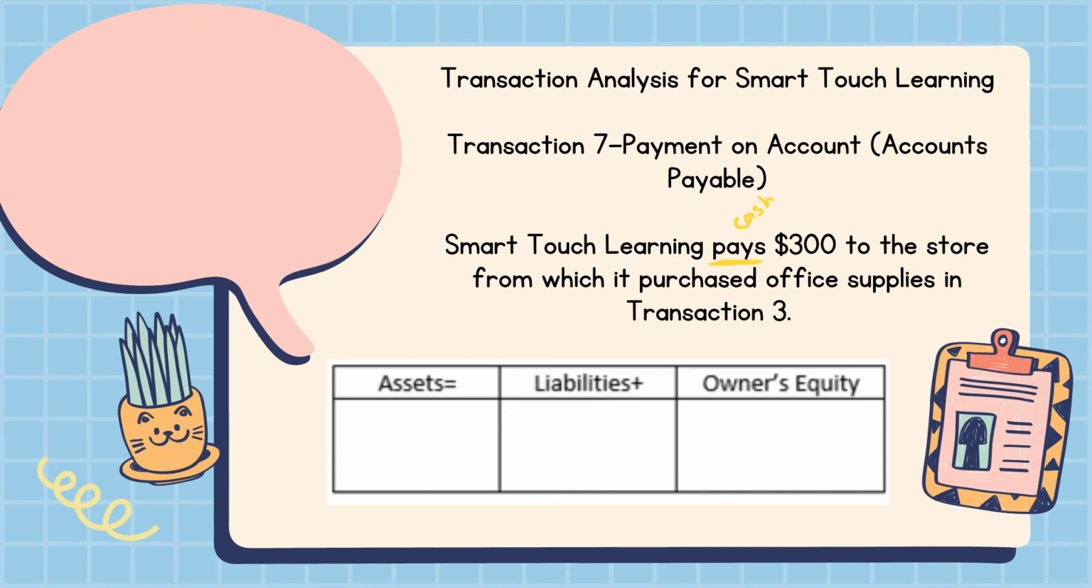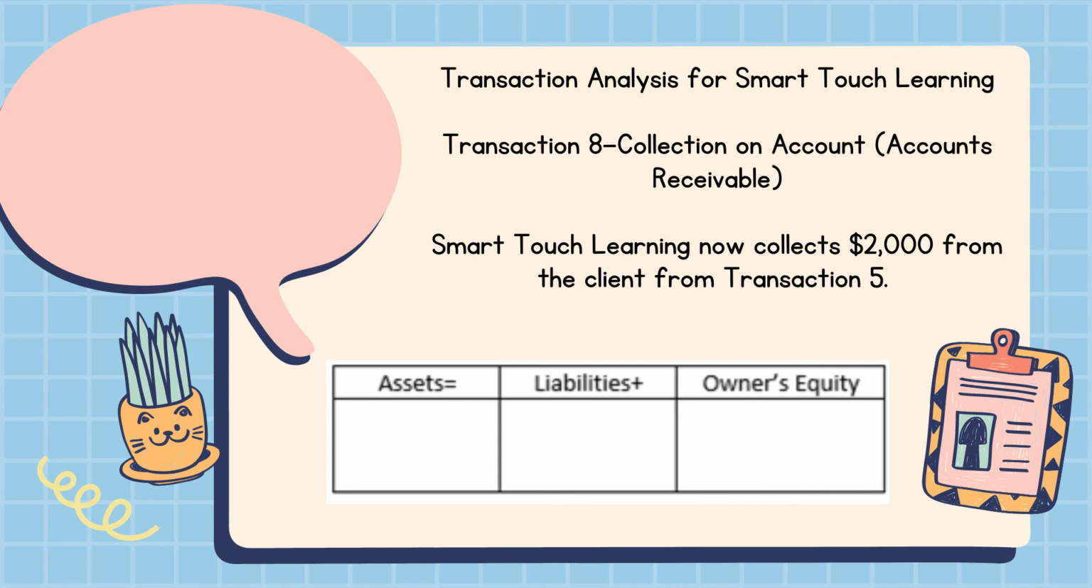Now the second account affected by this transaction is not supplies. I did not buy supplies again. It's accounts payable. I'm gonna pay my debts. So cash is an asset account. I paid, so it decreased. Accounts payable, my debts, will also decrease because I'm paying them. So under assets, I'm gonna write cash, negative 300, and under liabilities, I'm gonna write accounts payable, negative 300. Again, my equation is balanced.